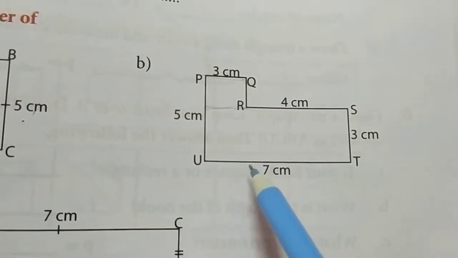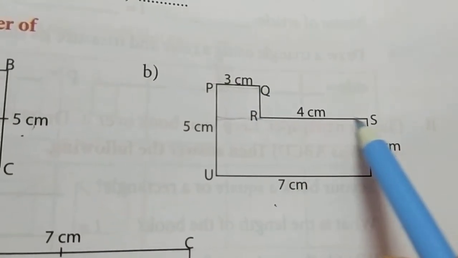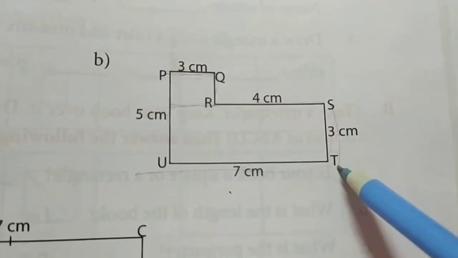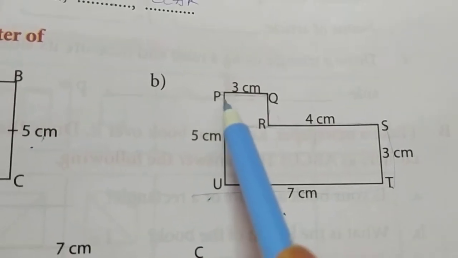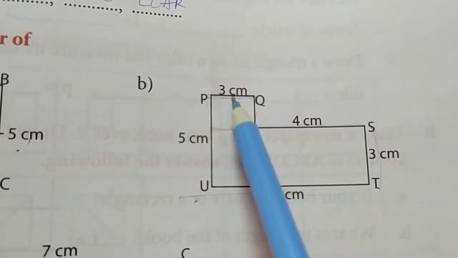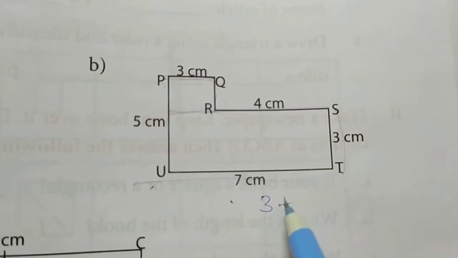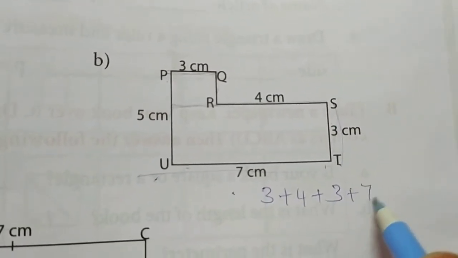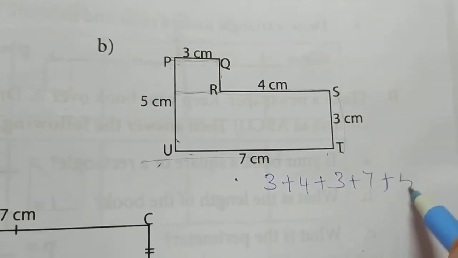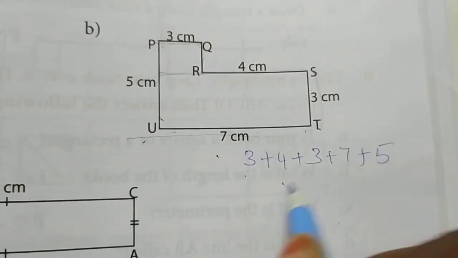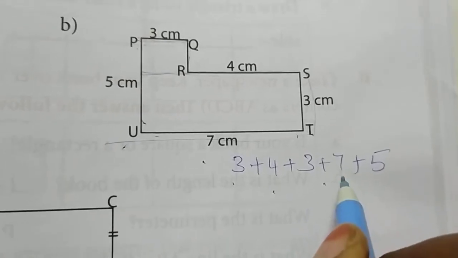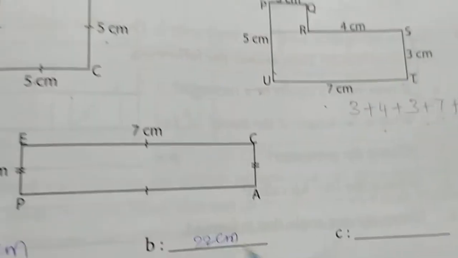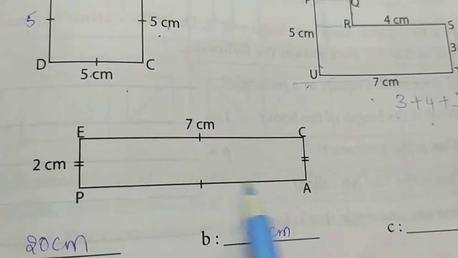Now next bit, second question, perimeter means you should add all this. Okay, PQ plus RS plus ST plus TU plus UP. 3 plus 4 plus 3 plus 7 plus 5. How much you will get? 3 plus 4, 7. 7 plus 3, 10. 10 plus 7, 17. Plus 5, 22. 22 centimeters. Now this is a rectangle.